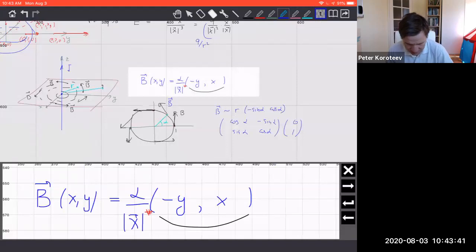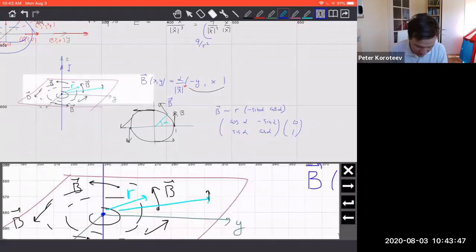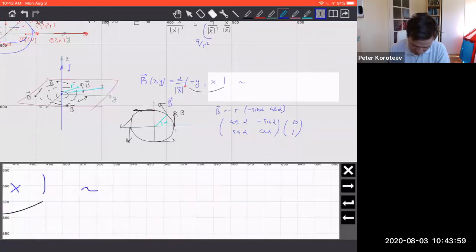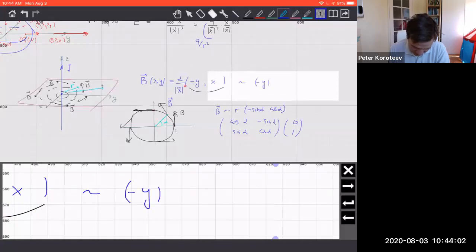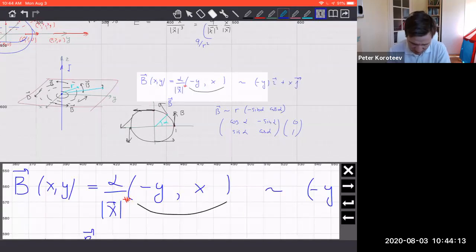So that gives you the magnetic field for the current that flows vertically. You can also write it as proportional to negative y times vector i plus x times vector j. So what should the power be here? How quickly does the magnetic field decrease? It should be 2 here, right? That's right.